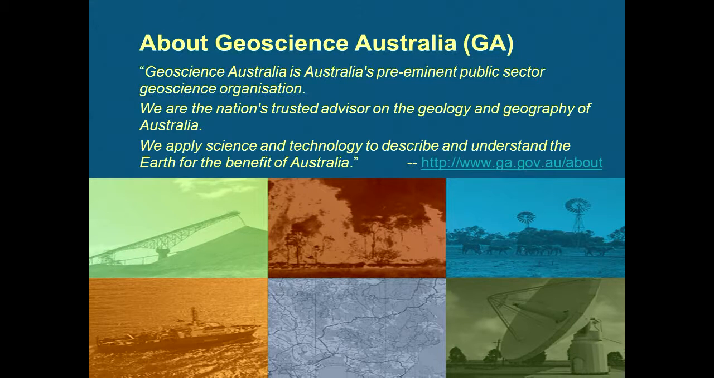So here's about Geoscience Australia. I better use our official description. This official description actually changed over time, so this is the current one. You can find it on the website. Geoscience Australia is Australia's preeminent public sector geoscience organization. We are the nation's trusted advisor on the geology and geography of Australia. We apply geoscience and technology to describe and understand the Earth for the benefit of Australia. This is the exact quote from our website.